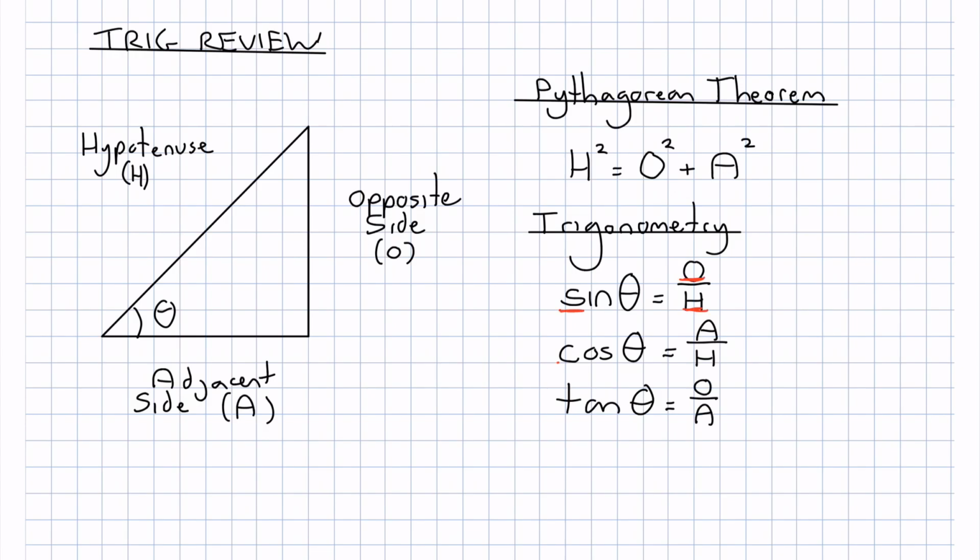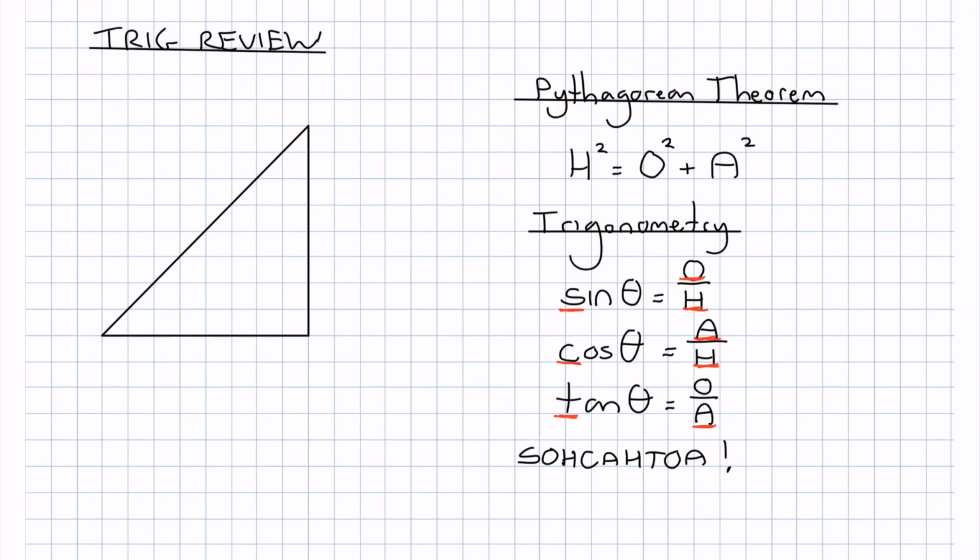In North America, many of us are taught to memorize these relationships by using the word SOHCAHTOA, and I'm doing that by outlining the letters in red. Just be careful, because you can define the angle in a different place on the right triangle, and that'll just affect what you label your opposite or adjacent sides. So always be aware of that.